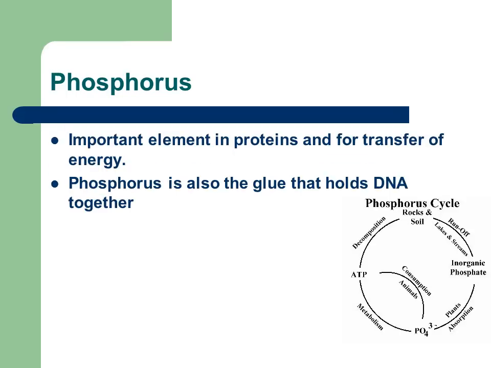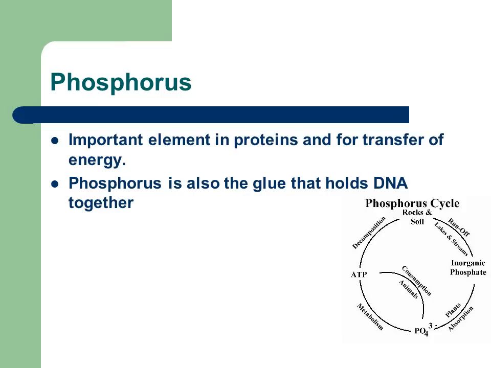The next element we're looking at is phosphorus. Phosphorus is an important element in proteins and for the transfer of energy. Phosphorus is also the glue that holds DNA together, so for both these reasons, it's obviously something very important.